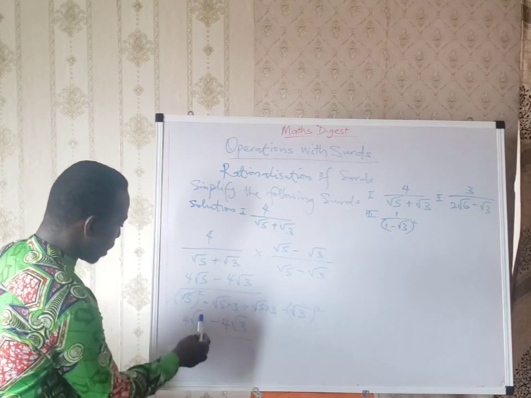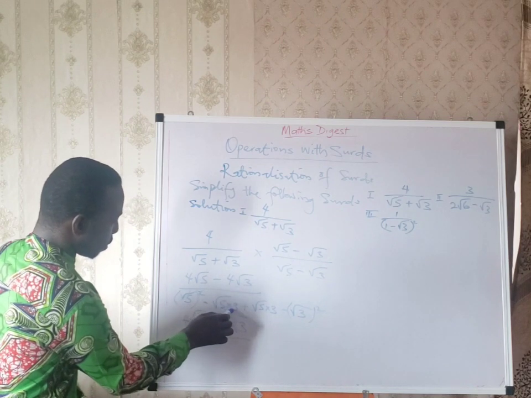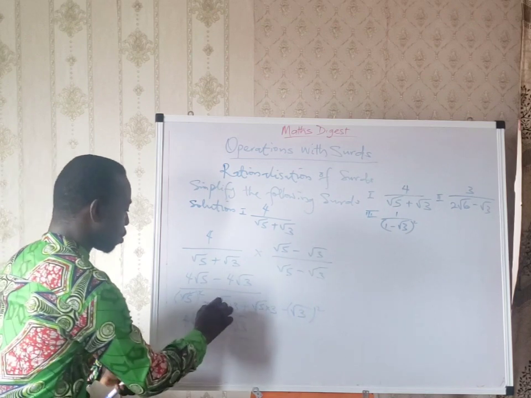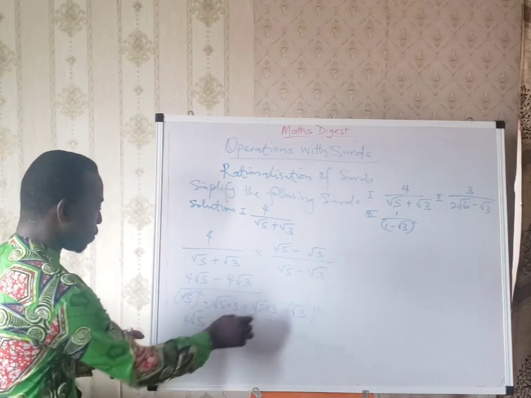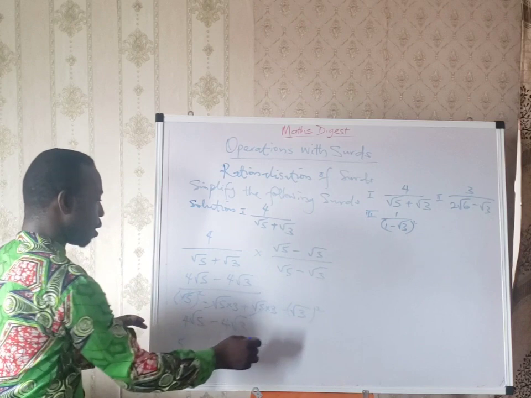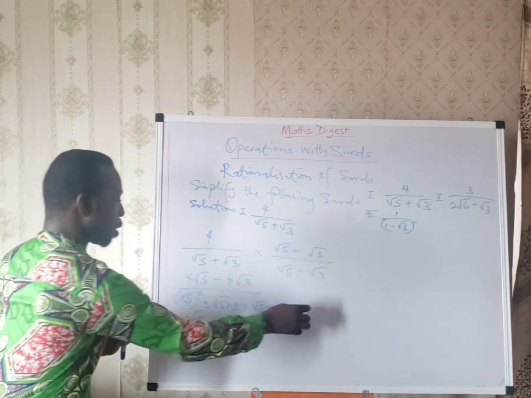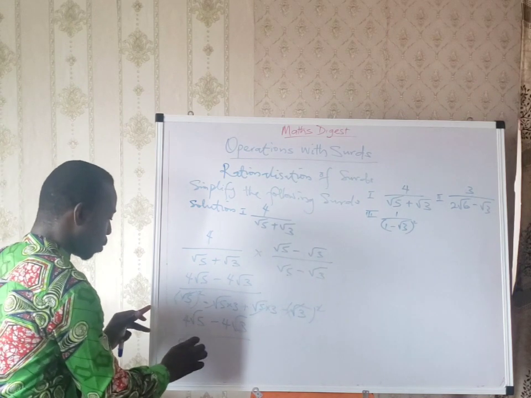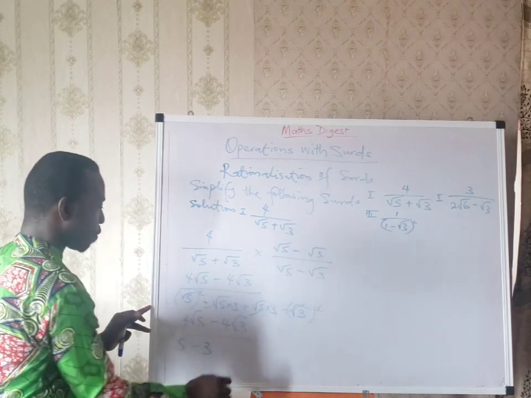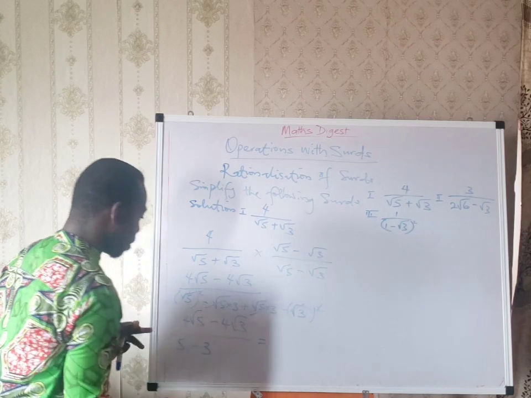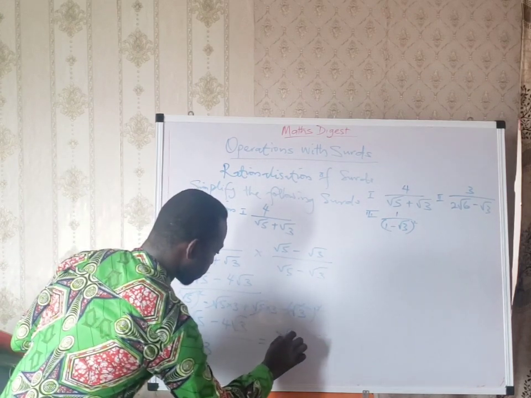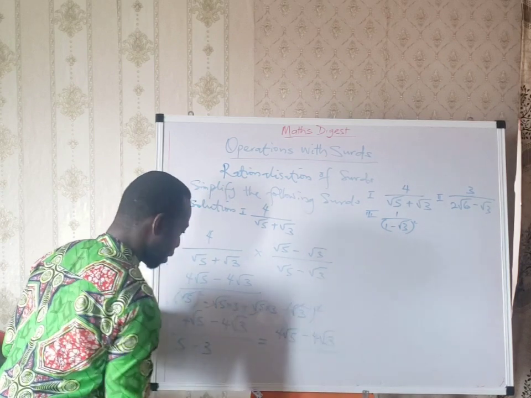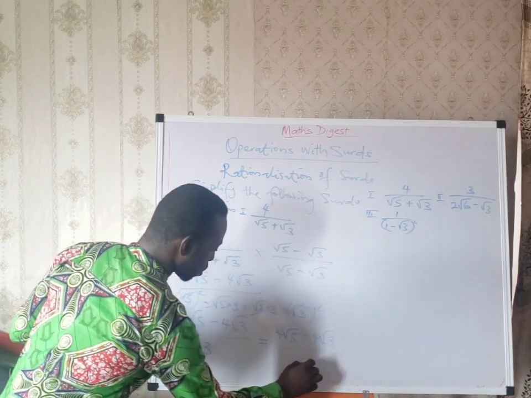Now you find that here is minus root 5 times 3, then this one is plus root 5 times 3, so this will cancel each other. Now you are left with what? This root 3, this one will cancel this. Now you are left with minus 3. Now from here we can say equal to 4 root 5 minus 4 root 3 all over 5 minus 3 is 2.